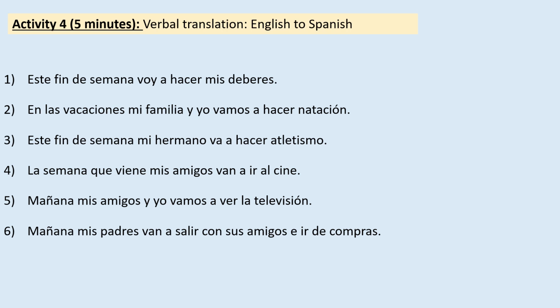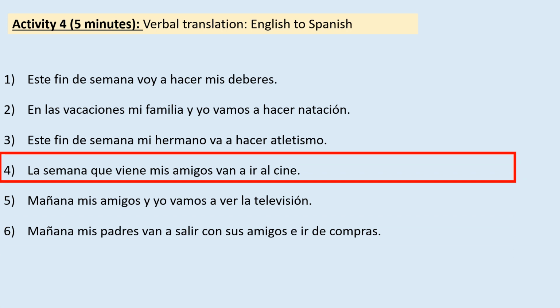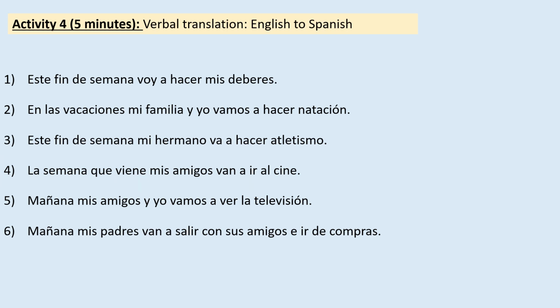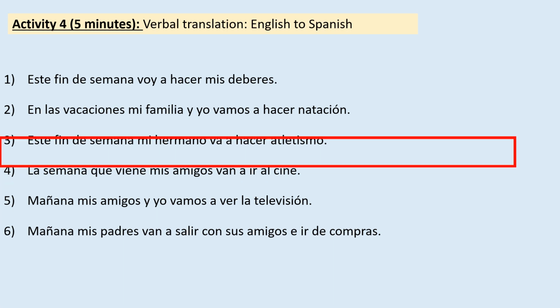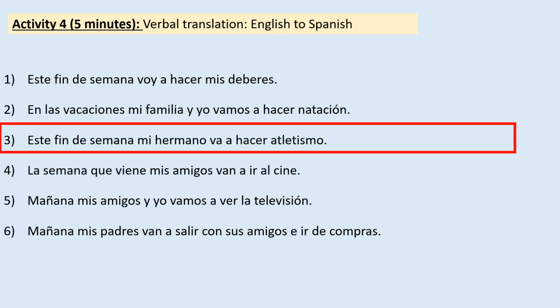Pause your video and say the Spanish phrase out loud. And you should have said, la semana que viene, mis amigos van a ir al cine. And finally, this weekend, my brother is going to do athletics. Pause your video and say the Spanish phrase out loud. And you should have chosen, este fin de semana mi hermano va a hacer atletismo.